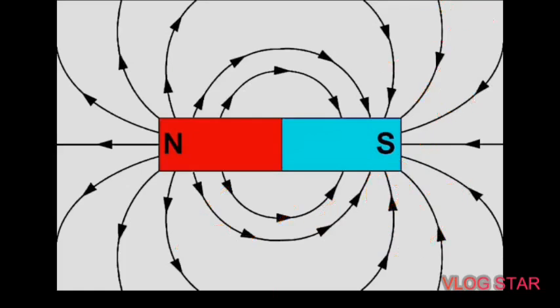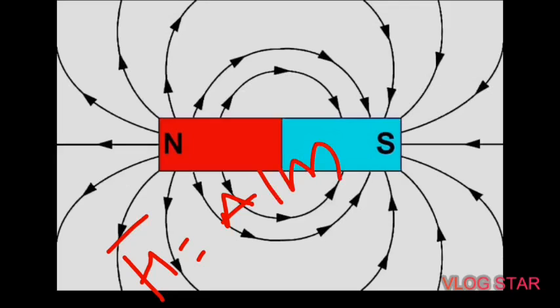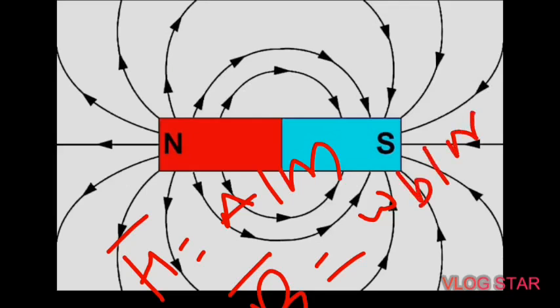So the magnetic field intensity is denoted by H bar, and the unit of H bar is ampere per meter, and the magnetic flux density is denoted by B bar. The unit of B bar is Weber per meter square, or we can say Tesla.